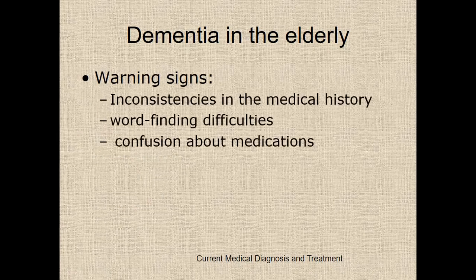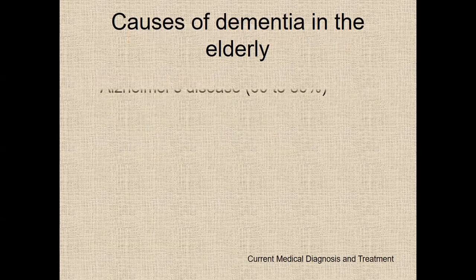Warning signs: inconsistencies in the medical history, word finding difficulties, and confusion about medications. These are all things to look for when you are assessing a geriatric patient. If the patient is inconsistent, has difficulty finding words, and is confused about the medication, then you can think that this patient probably has some dementia.